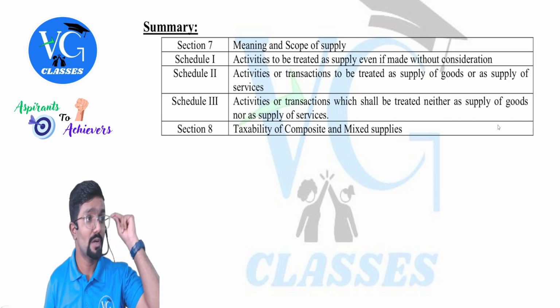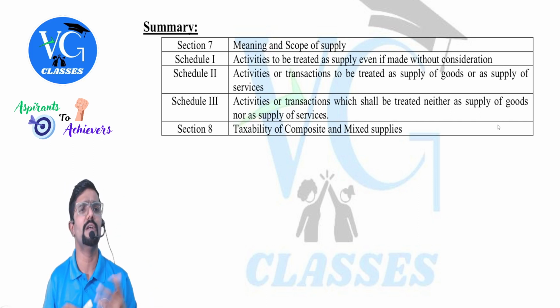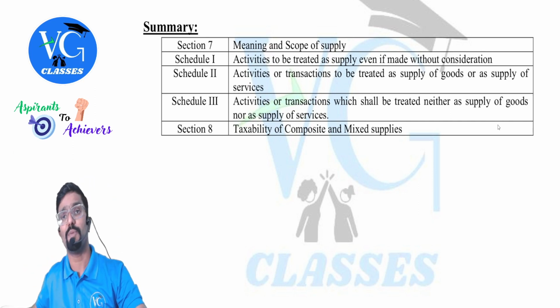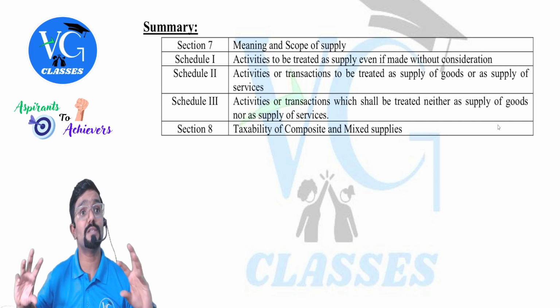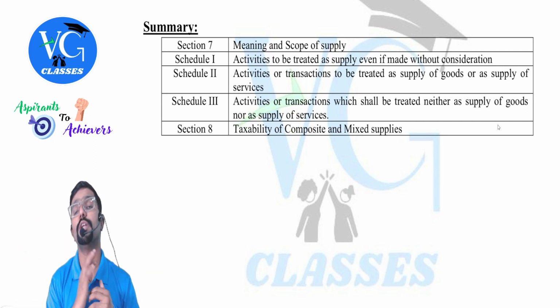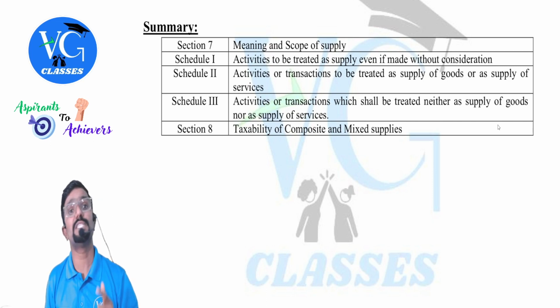Important definitions. Guys, important definitions. Please be careful. Few definitions are very important, like goods, services, composite supply, mixed supply and all. Should we know it? Yes. Because sometimes in the descriptive answer, you have to define it, Jyoti. You have to define it. So you should know the definitions. Clear? So please don't ignore it. Please know it as it is.